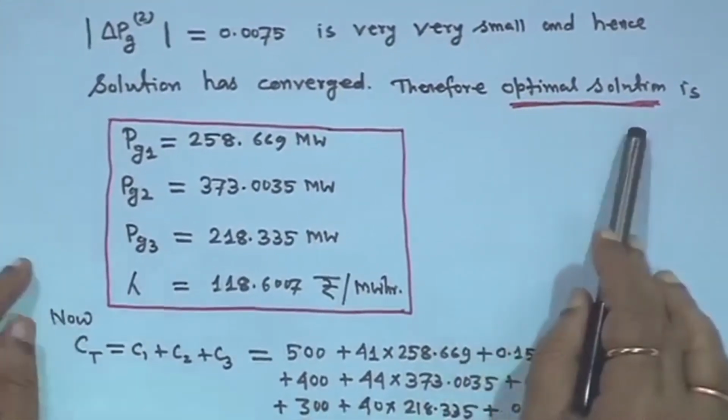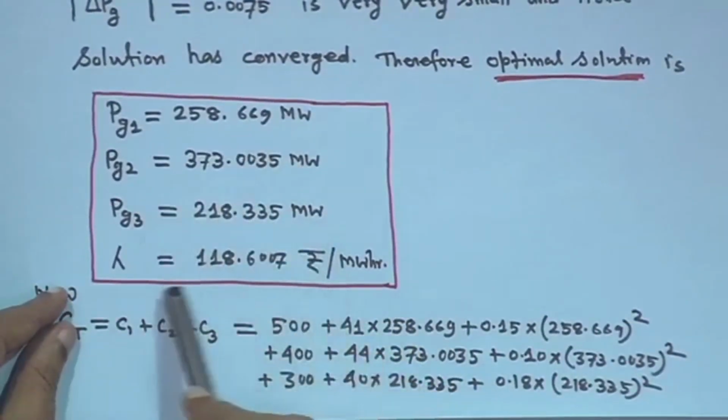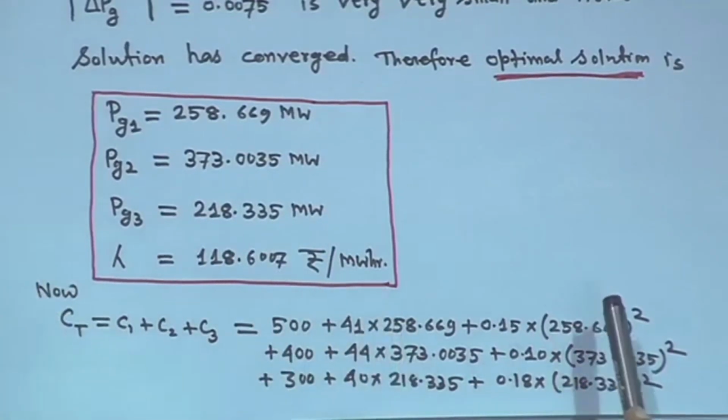And therefore, the optimal solution will be Pg1 this much, Pg2 this much, Pg3 this much, and this will be the lambda value in rupees per megawatt hour, right.